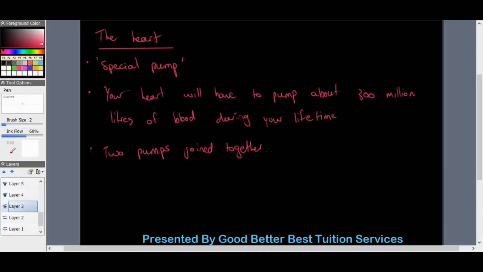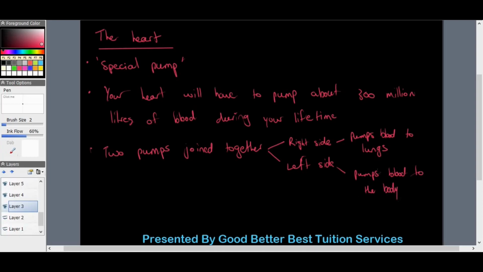cool. So there are two pumps joined together. There's the right side, and of course there's the left side. Let's unpack a little bit more about which side performs which function. The right side pumps blood into the lung circulation, so this pumps blood to the lungs. The left side pumps blood to the body.